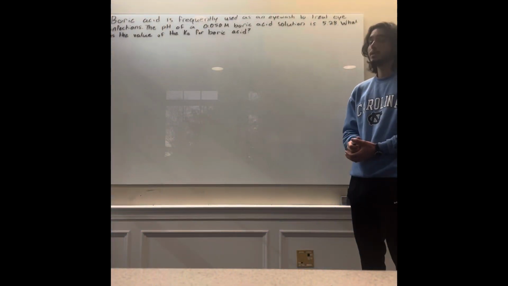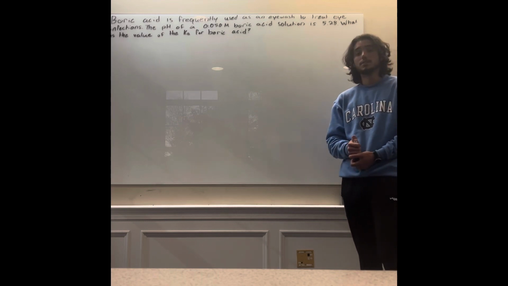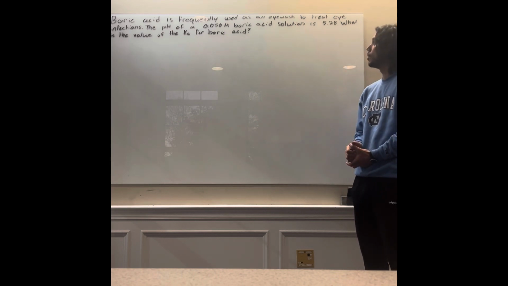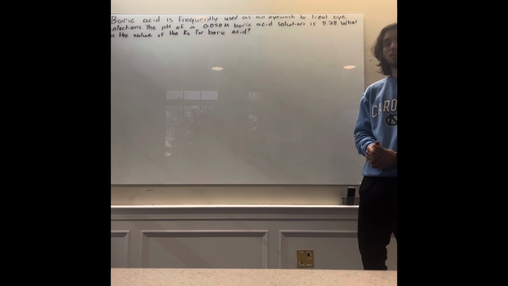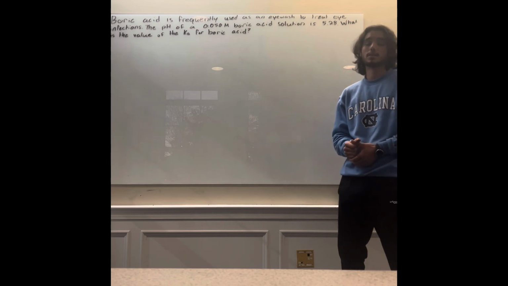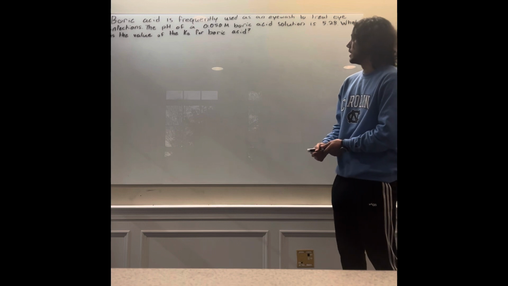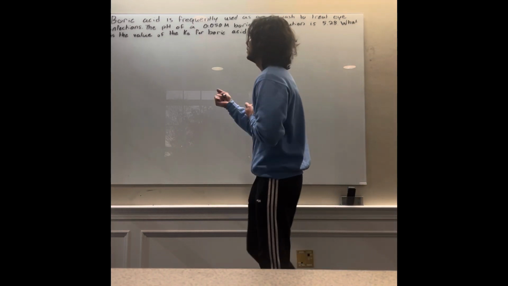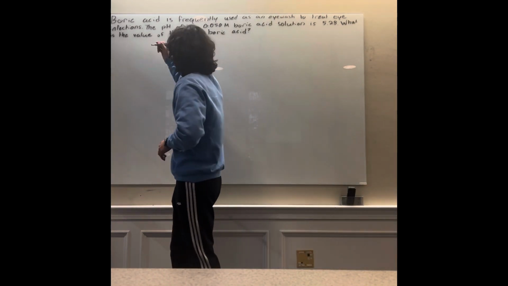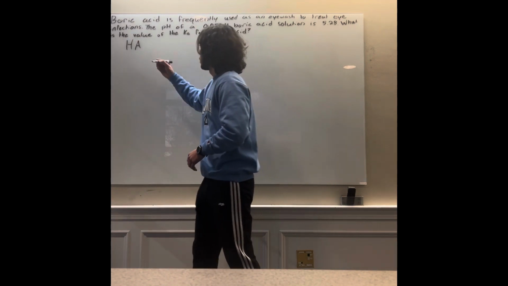Boric acid is frequently used as an eye wash to treat eye infections. The pH of a 0.050 molar boric acid solution is 5.28. What is the value of the Ka for boric acid? The first question that we're going to ask ourselves is, what do we have in solution? All that we have is our concentration of boric acid, which we can represent with HA, and our solvent, water.